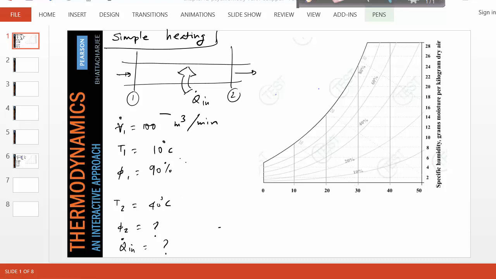Let us solve a couple of air conditioning problems. Let's start with a simple heating problem.